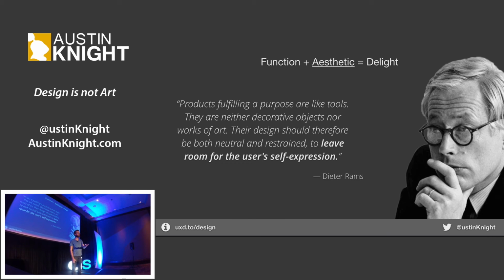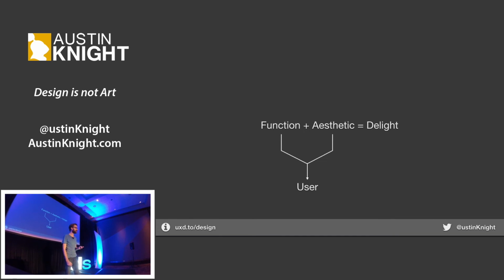What is the statement that my user or my customer is wanting to make when they purchase this product, and how are the aesthetics going to aid in helping them make that statement? What we find is that both ends of this equation essentially filter down to one thing, and that's the user. The function serves the user in completing their task, and the aesthetic serves the user in making their statement and having something that is aesthetically valuable to them.